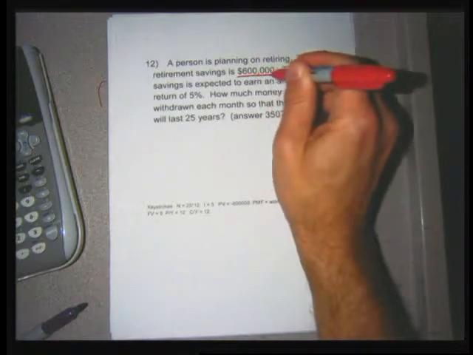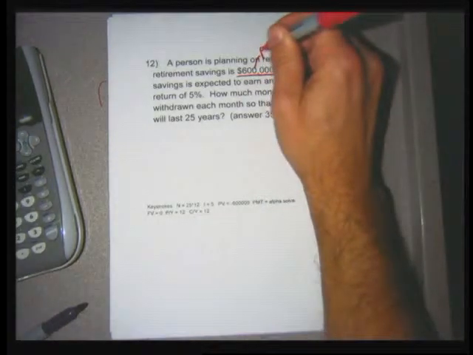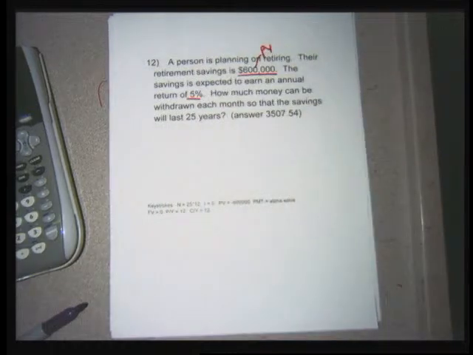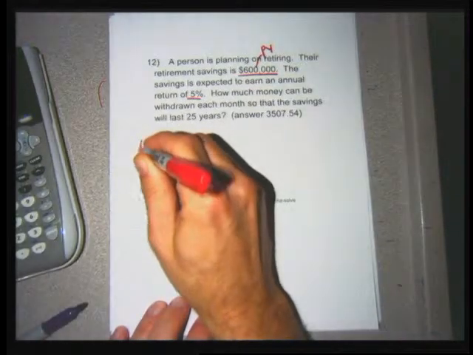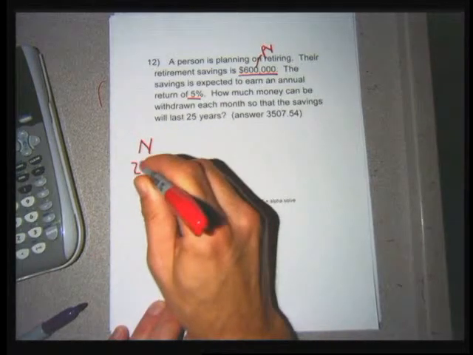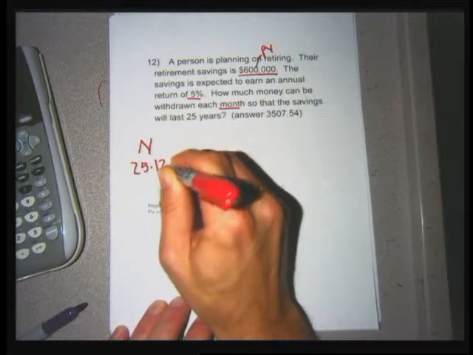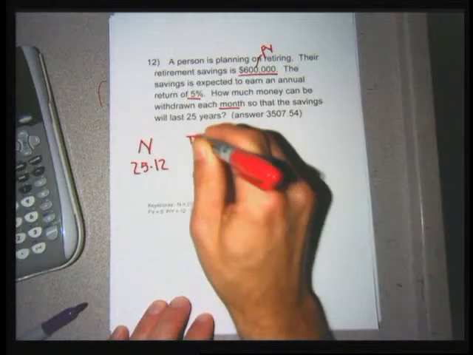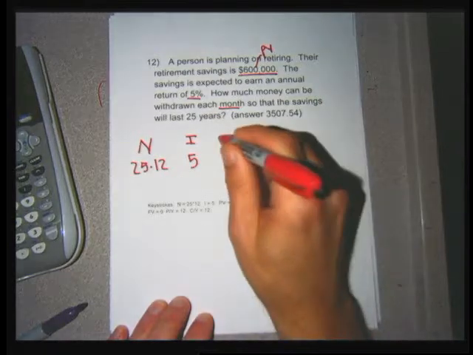So to do part 12, the $600,000 is the amount of money somebody has when they retire. That's going to be the PV. The I is easy at 5%. And the question is, how much money can they pull out each month so that the money will last 25 years? So for 12, I'm trying to find the PMT, the amount of money I can give myself. The N is going to be 25, the 25 years, times 12 monthly payments. The I is going to be the interest rate. That's a very aggressive interest rate to assume while you're retired, but that's what I picked.